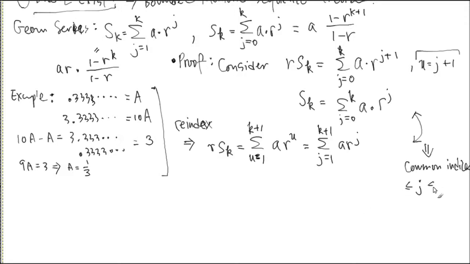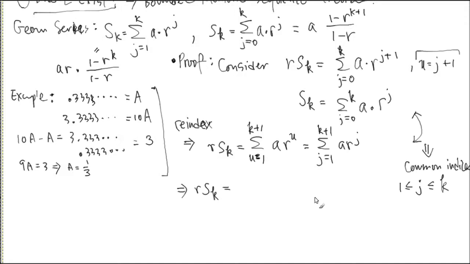Which are the common indices between these two sums? Starting from 1, 1 is there, all the way up to k. K is there. It goes even beyond, to k plus 1, right? So these are the common indices. The next thing we do after we have the common indices, we write this r times sk. You separate the common index.